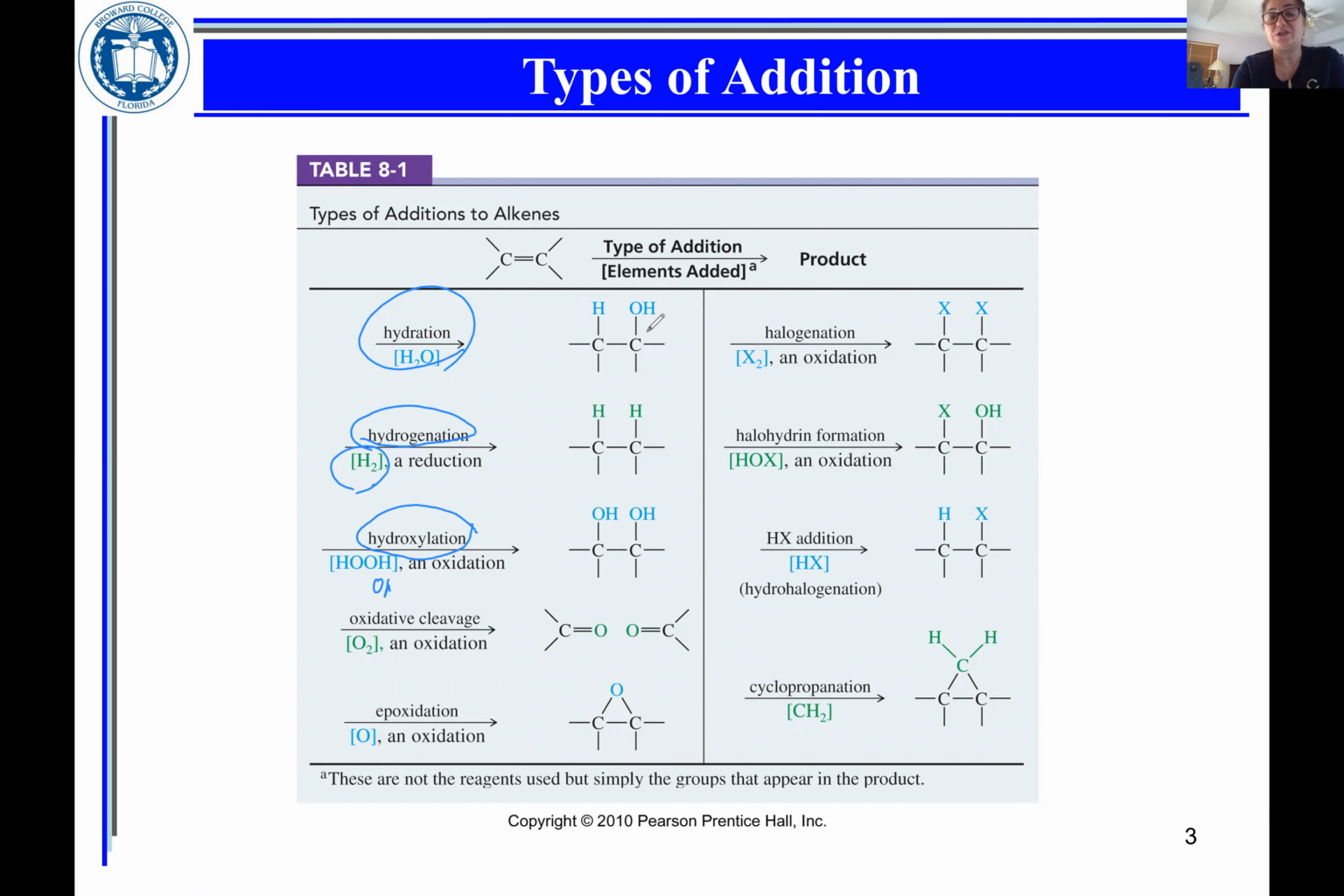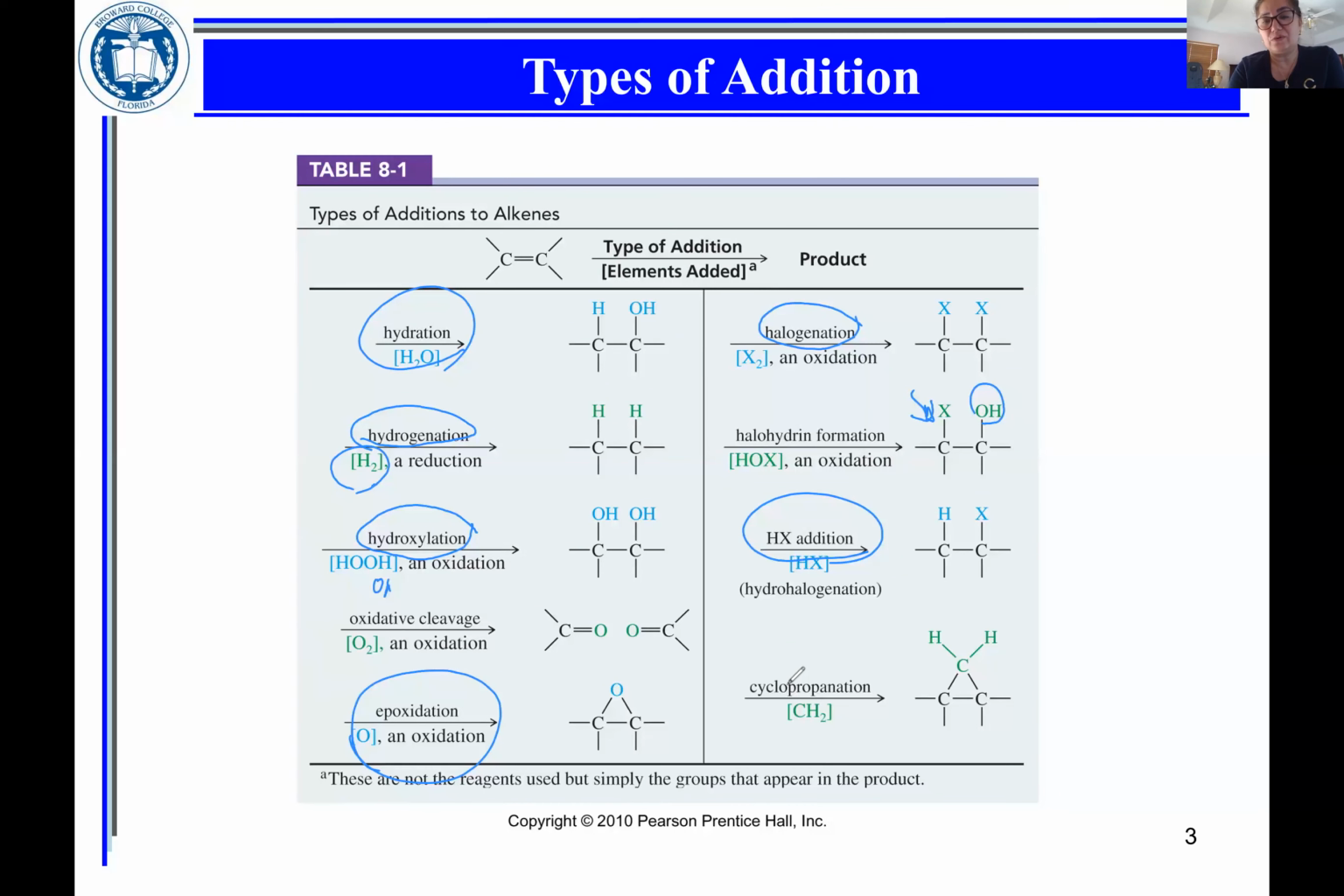You add H, you add OH. If you add a halogen from group 7A, you add chlorine, Cl, to each carbon, or Br to each carbon, the reaction is called halogenation. Formation of a halohydrin means you add a halogen and you also add water. HX addition, the product is going to be an alkyl halide. Then cyclopropanation, and then epoxidation. These are some of the reactions.